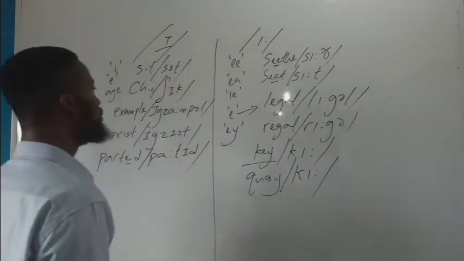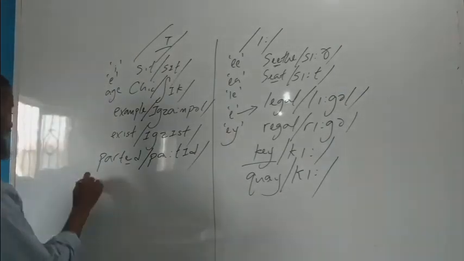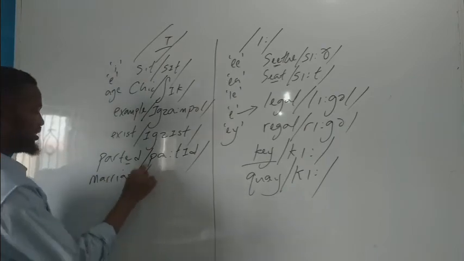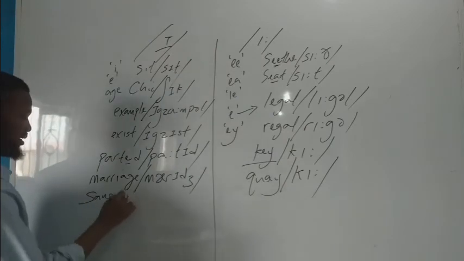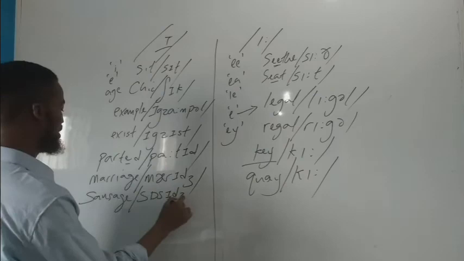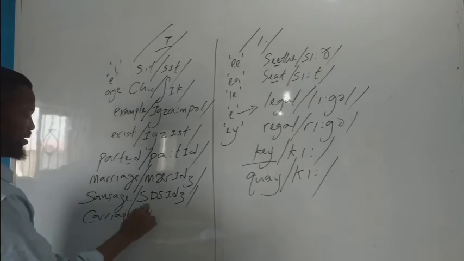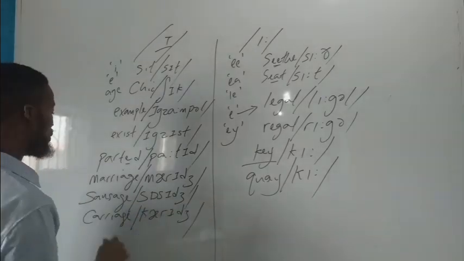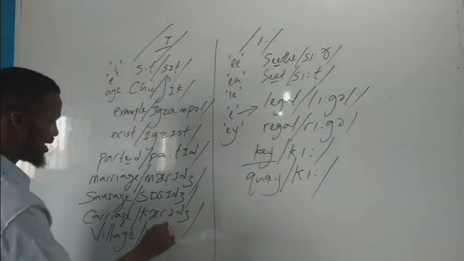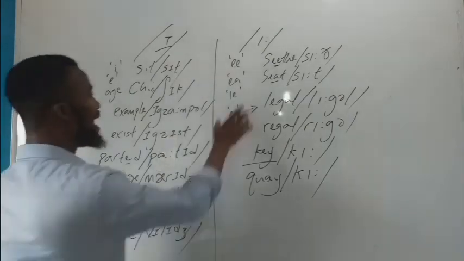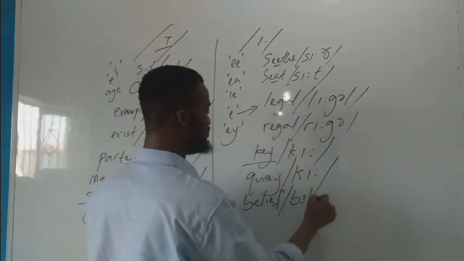Okay, we also have short E sounds in certain words that have AGE, like MARRIAGE. This is pronounced as marriage. SAUSAGE is pronounced as sausage. Words like CARRIAGE is pronounced as carriage, and so on and so forth. And don't let me leave this out: VILLAGE is pronounced as village. Okay, but for IE here, we find it in words like BELIEF. This is pronounced as belief.